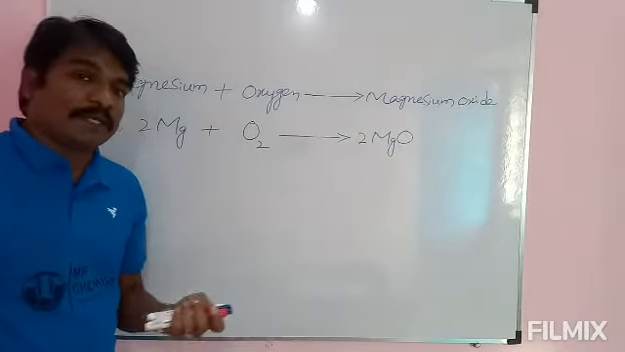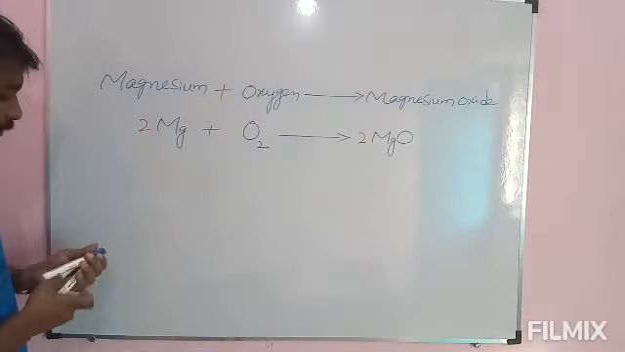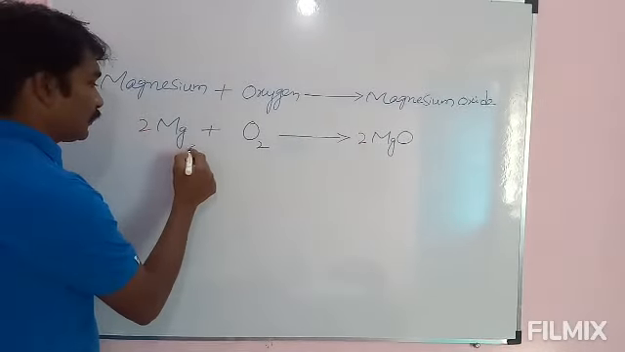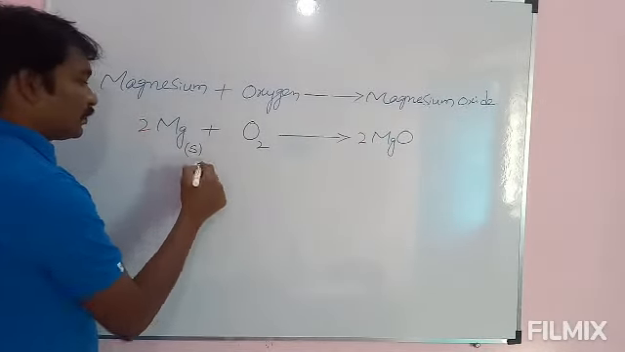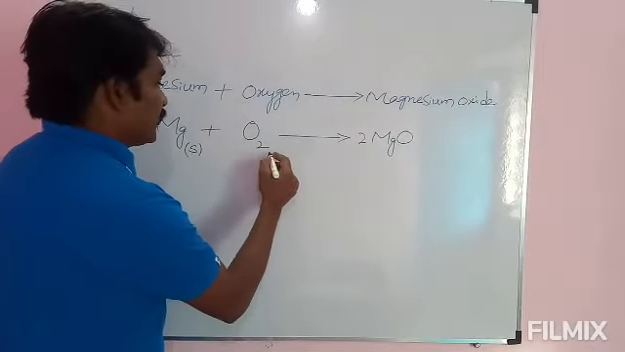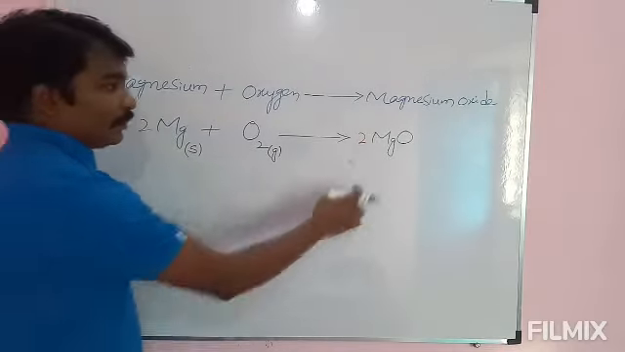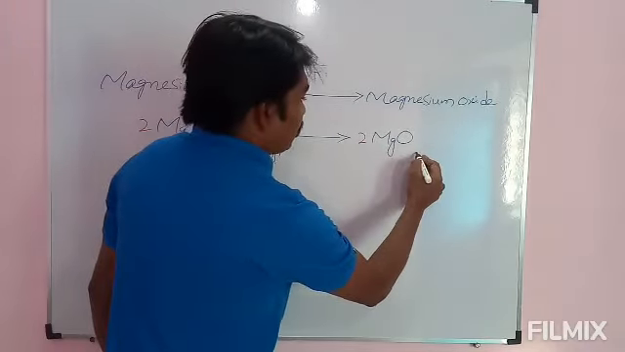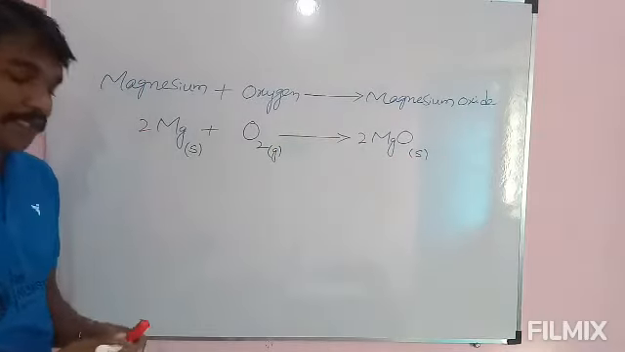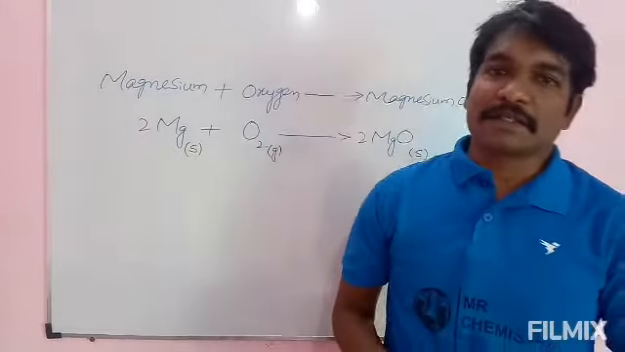To make it complete, we have to write the physical states. What is the physical state of magnesium? Magnesium is a solid. We write s in bracket. Oxygen is a gas, small g in bracket. Magnesium oxide is a solid, s in bracket. Now it is a complete equation which represents the chemical reaction.